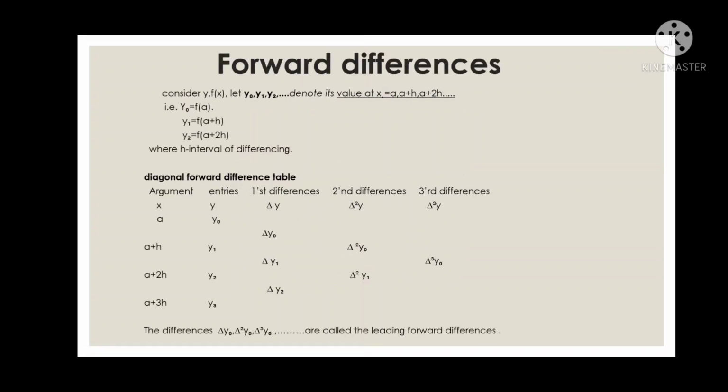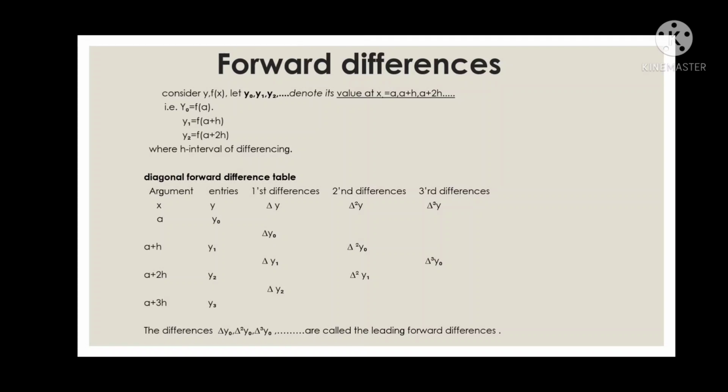The first operator is forward differences. Forward differences are denoted by delta. Now let's see how the forward differences are calculated. For that, consider the function y is equal to f of x, where y0, y1, y2, etc. are the values of y. That is, y0 is equal to f of a, y1 is equal to f of a plus h, y2 is equal to f of a plus 2h, where h is the interval of differencing.